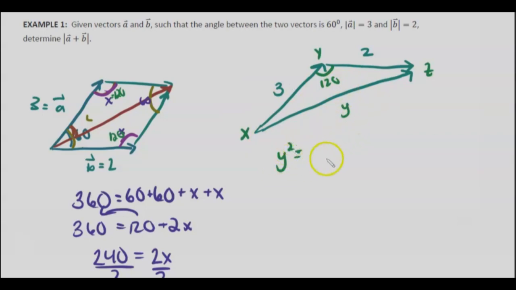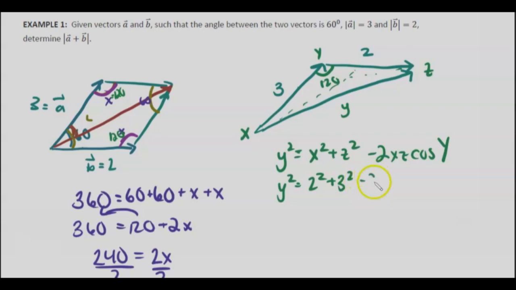So the formula that we use is y squared equals x squared plus z squared minus 2xz cos 120. Or let's go cos capital Y. So we're going to have y squared, which we don't know, that's what we're solving for, equals, okay, we have x squared, so x is going to be opposite x, that's 2. Okay, 2 squared. Z is going to be opposite z, which is 3 squared, minus 2, 2, 3, cos 120.